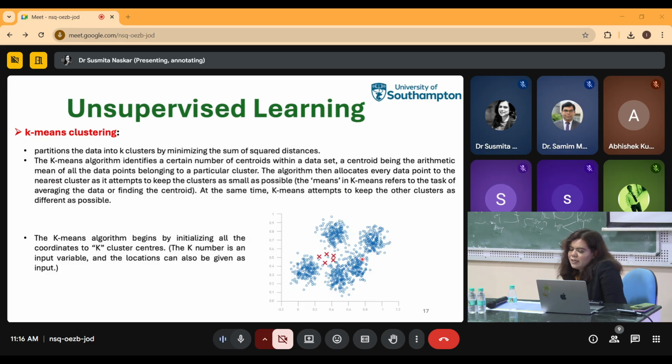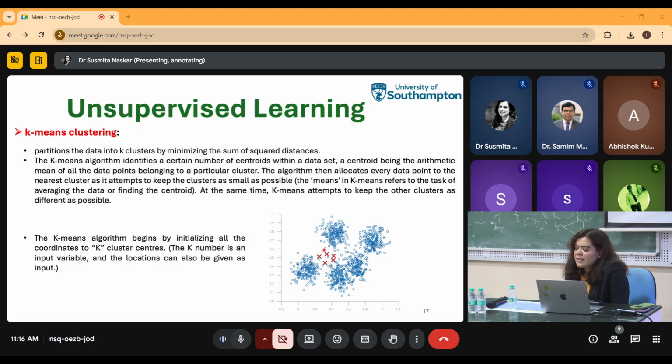K-means clustering is basically partitioning the data into k groups or clusters. The goal is to minimize the sum of squared distances between each data point and its assigned cluster centroid, okay? How it generally works has 3 to 4 steps. First is initialization. We start by selecting k centroids, either randomly or by providing some input. And then the next step is the assignment step.